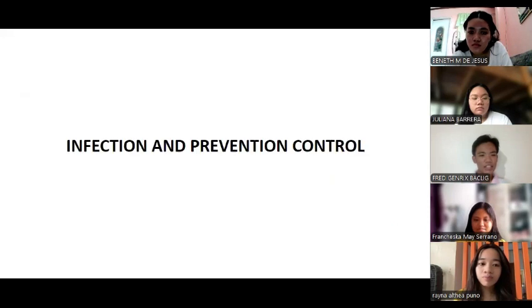Proceed to the next slide, which is the infection prevention and control, which will be discussed by Ms. Beneth de Jesus. So for the infection prevention and control.